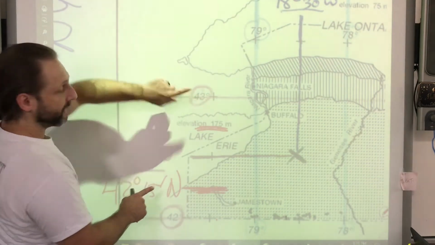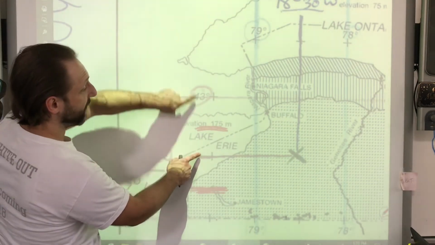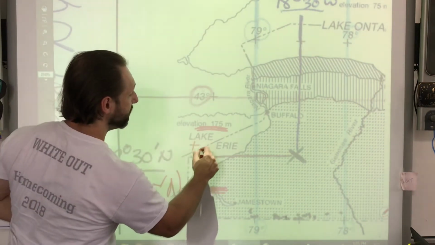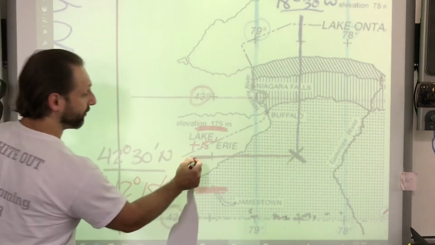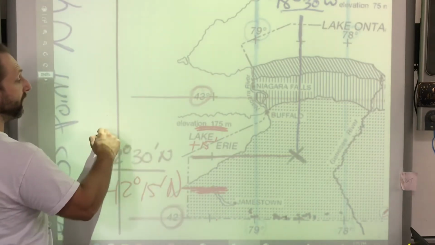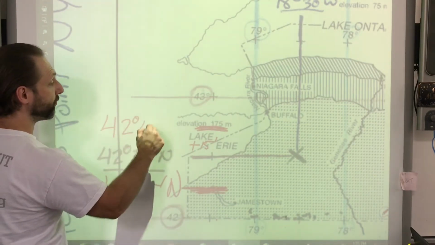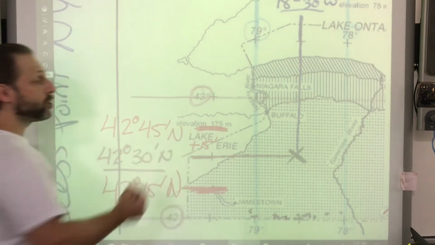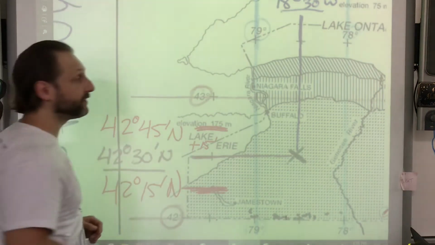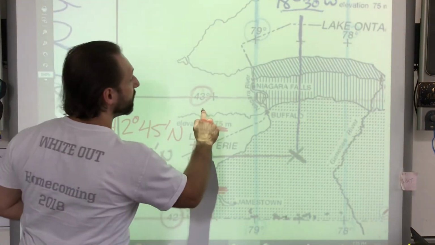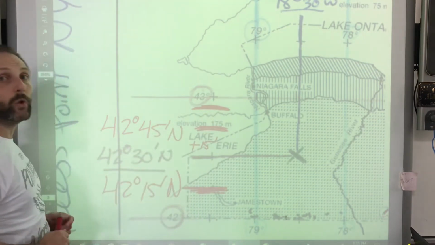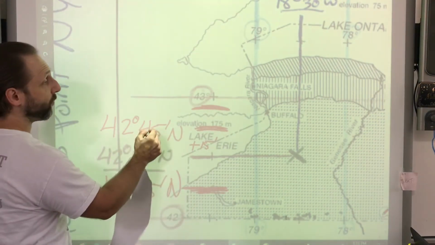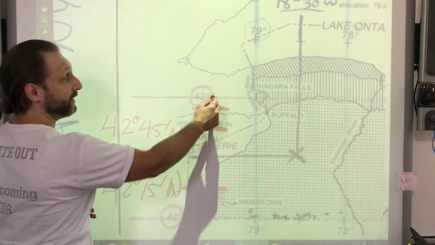Which is the new degree, and half of that 30, we have to add 15 minutes from 30 to here. So we would end up with 42 degrees, 45 minutes north. Makes sense. It's going to get trickier the closer you get to a full degree. So if this is 45 minutes, this is really close.